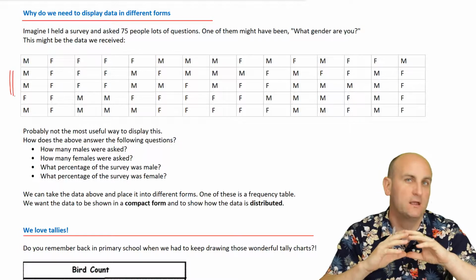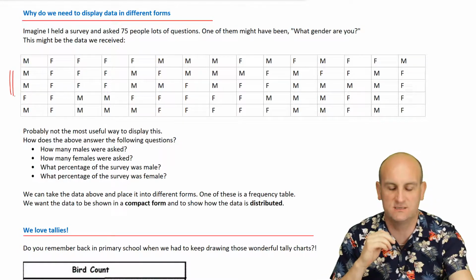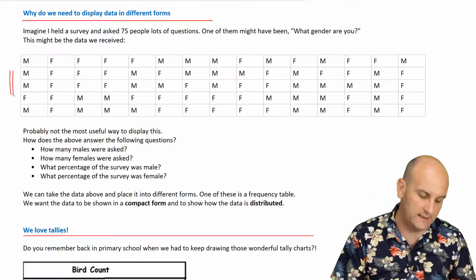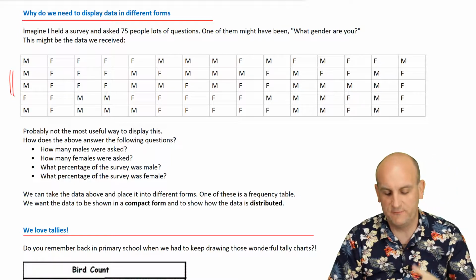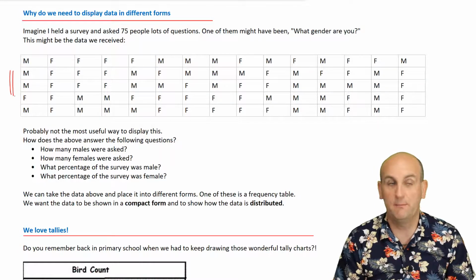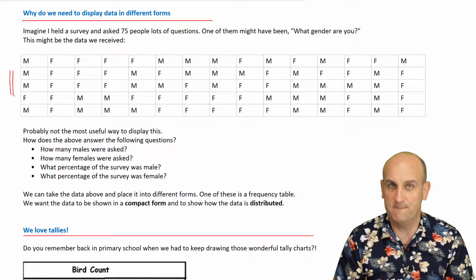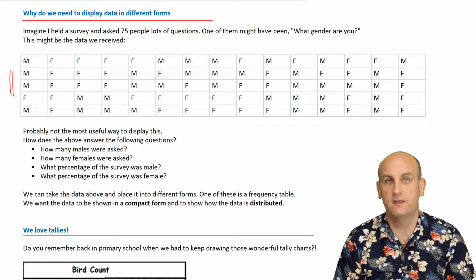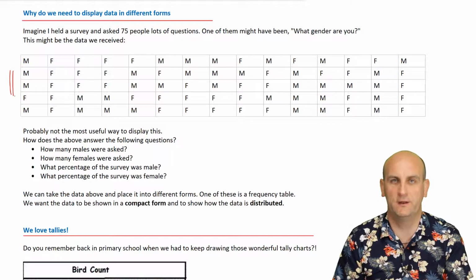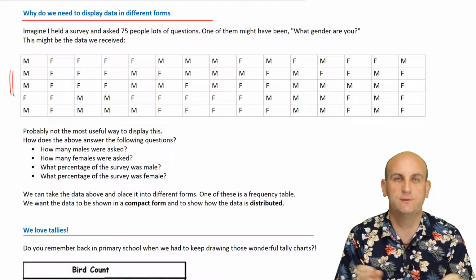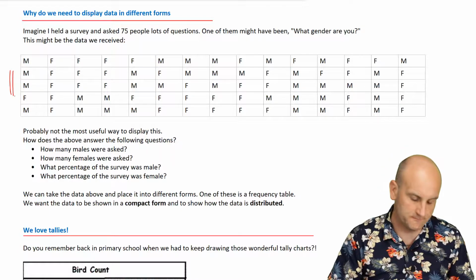So we try and make sense of the data by using things like tables and charts and diagrams, because we're very visual beings. So I've asked 75 people lots of questions, and one of those related to what gender are you? Now, by that, I mean male or female. So before we go any further, what type of data is that? It's categorical. Is it nominal or ordinal? It is nominal, because remember, ordinal means we can put it in an order. And I don't believe that men or women are any more superior than each other, so we can't order them.